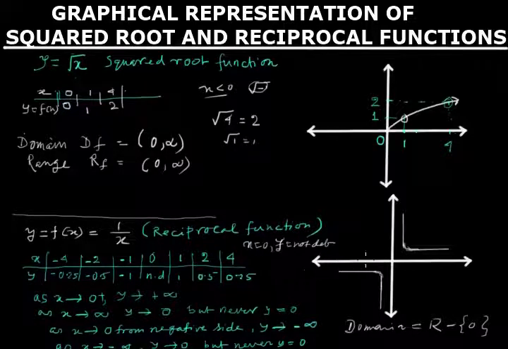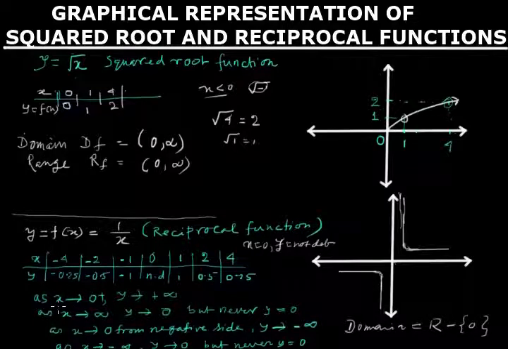And see the graph of this one. When the value of x is 0, there is no value for y. When x is extremely small, y is extremely large. That's why the graph is like this. It tends to infinity, but it never cuts the y-axis. And when x is a very large value, y is very small, tends to 0.